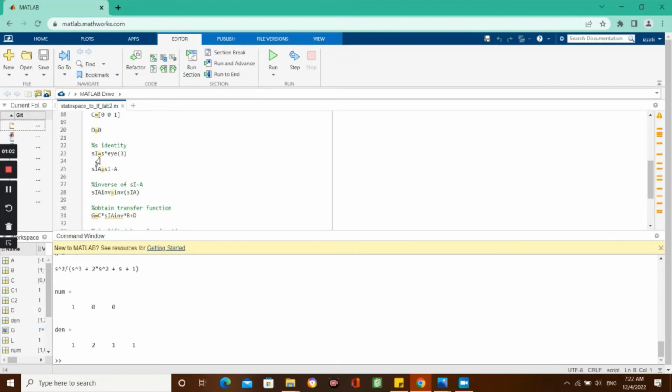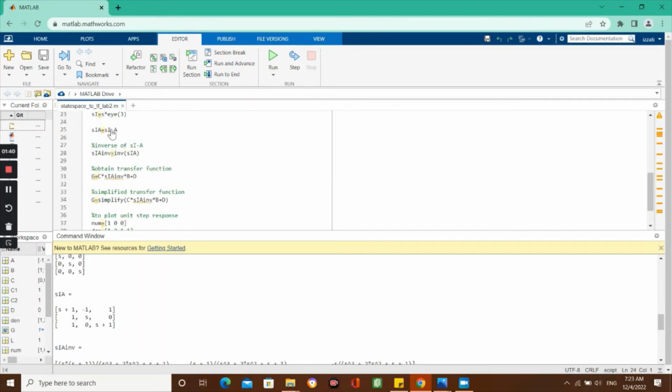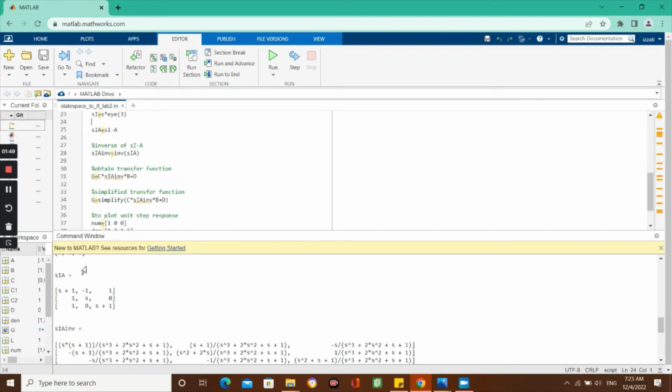Then we use the command sI equal to s times I3 to determine the identity of s. So we put 3 inside the bracket because matrix A has dimension 3 by 3. So this is what we get for sI, where s is in the diagonal position. After that, we calculate the value for sI minus A, using the command sIA equal to sI minus A, and then this is the value that we get for sI minus A on the command window.